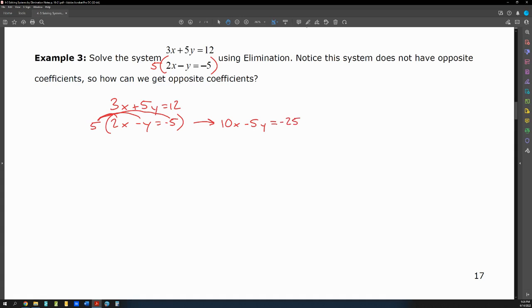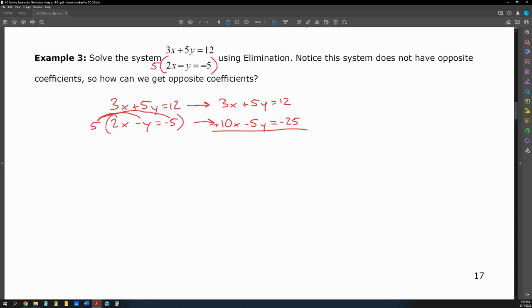I'm also going to bring over my top equation. I'm not going to do anything to that. I'm just going to bring it over and rewrite it. And notice now that we've multiplied the second equation by 5, we do now have opposite coefficients where one is positive, one's negative, with the same number in front. So we are ready to add.